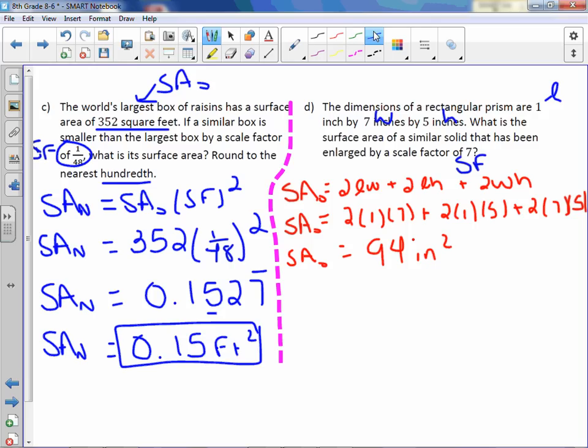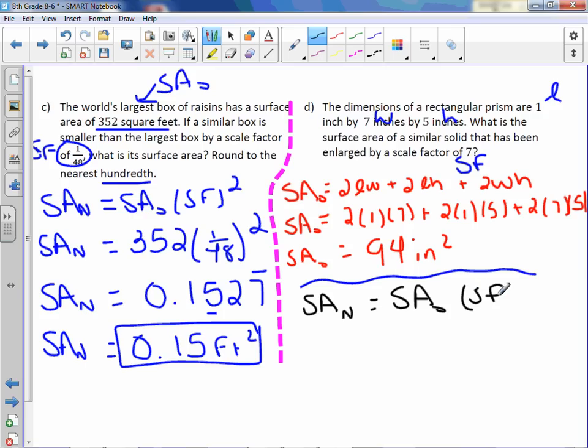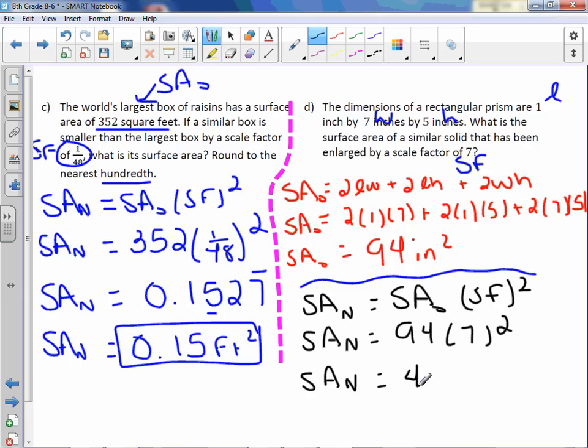Now we have our old surface area and our scale factor. So we can use our other formula here. Surface area of new is surface area of old times scale factor squared. So our surface area is 94 times 7 squared, which equals 4,606 square inches.